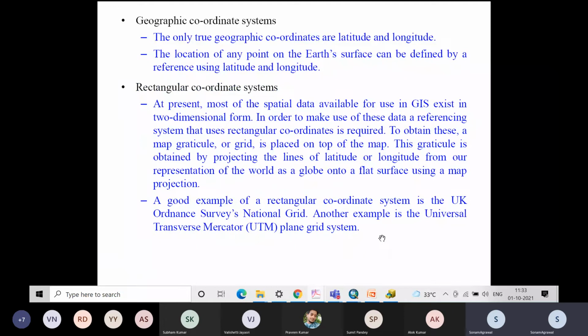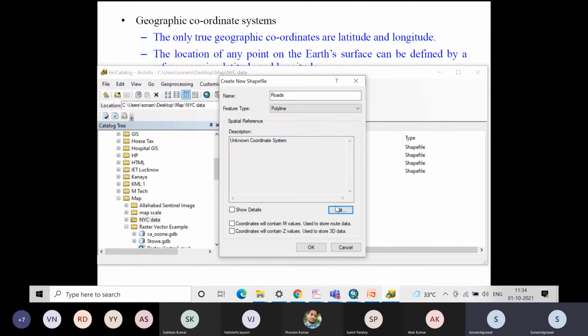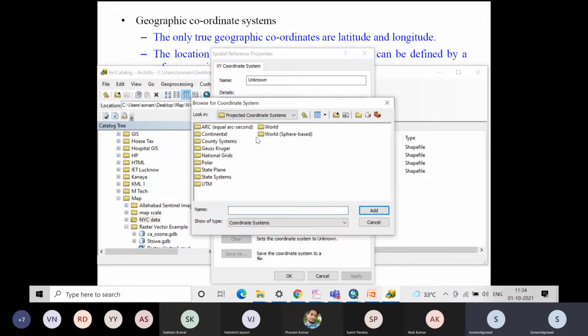Now coming to the second category, which is a rectangular coordinate system, or you can say a planar coordinate system or a projected coordinate system. As you can see in this software, there are two options. We have discussed the first option, which is the geographic coordinate system. The next option is the projected coordinate system. When we take the projected coordinate system, you will get UTM over here.